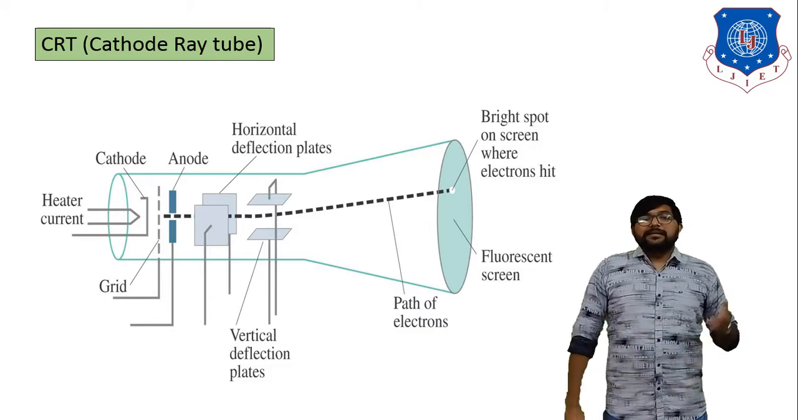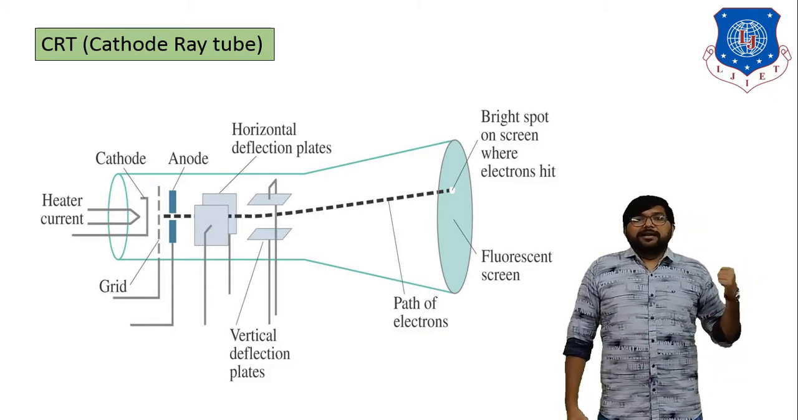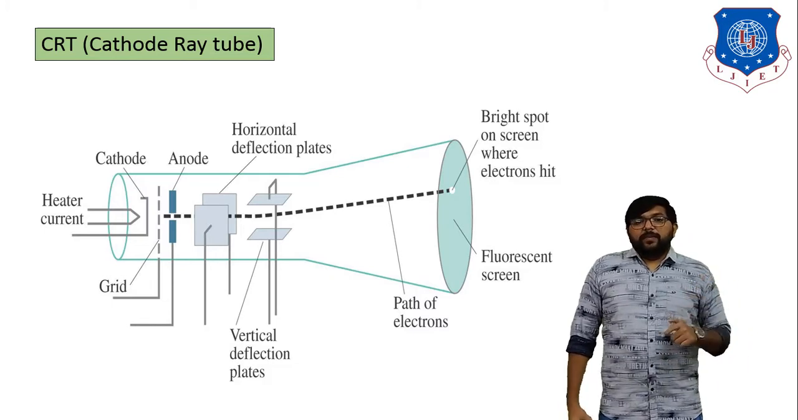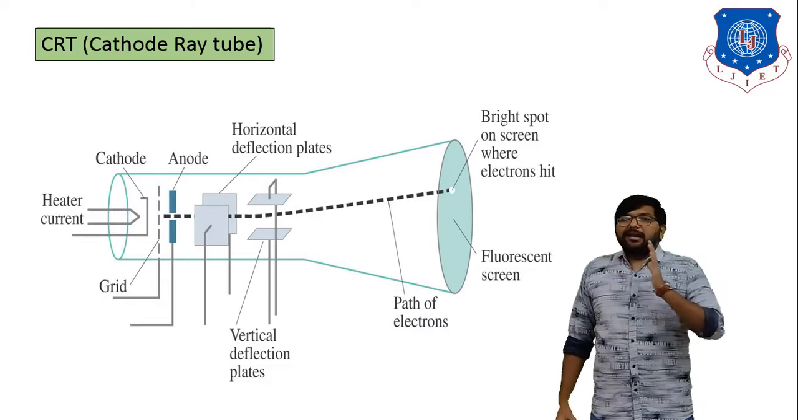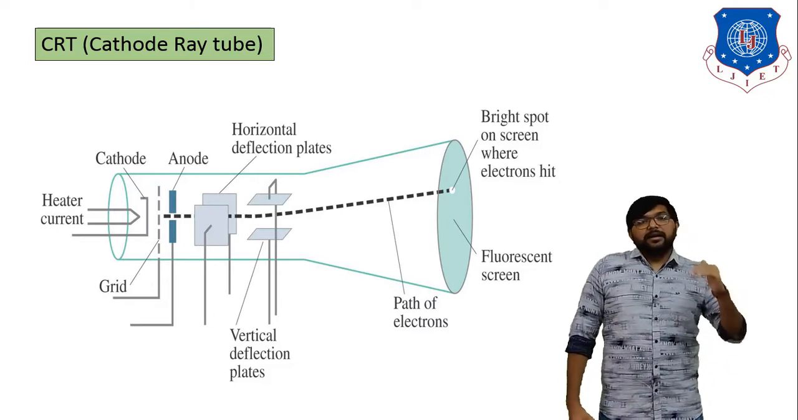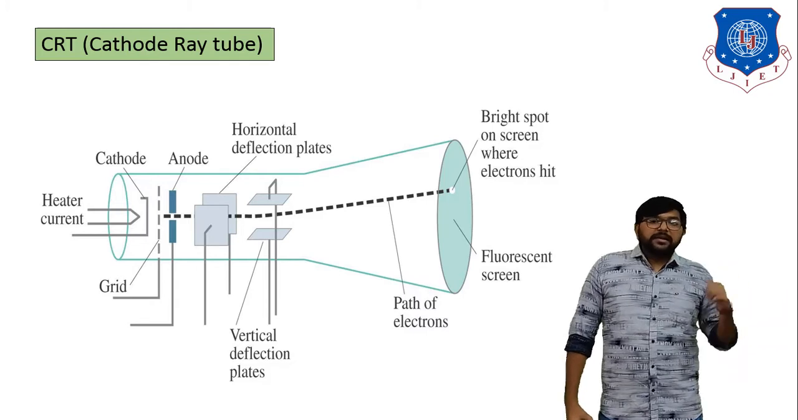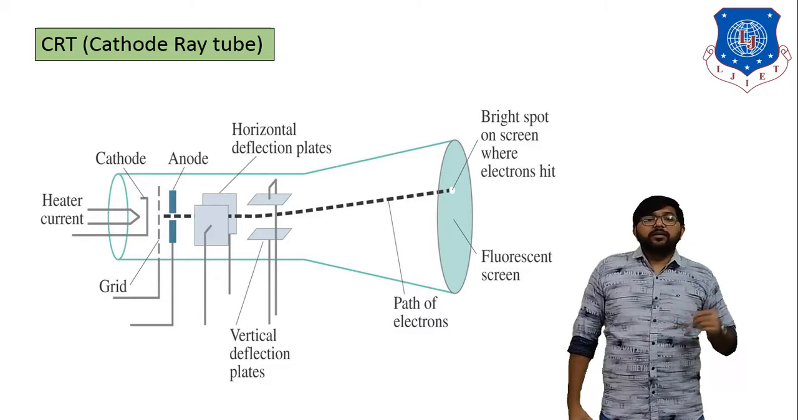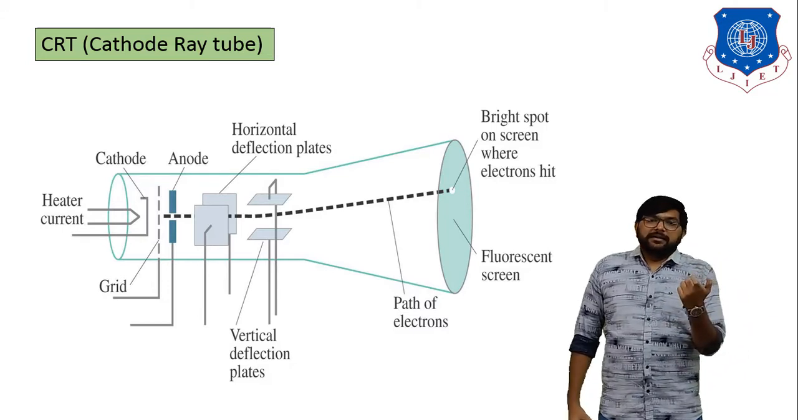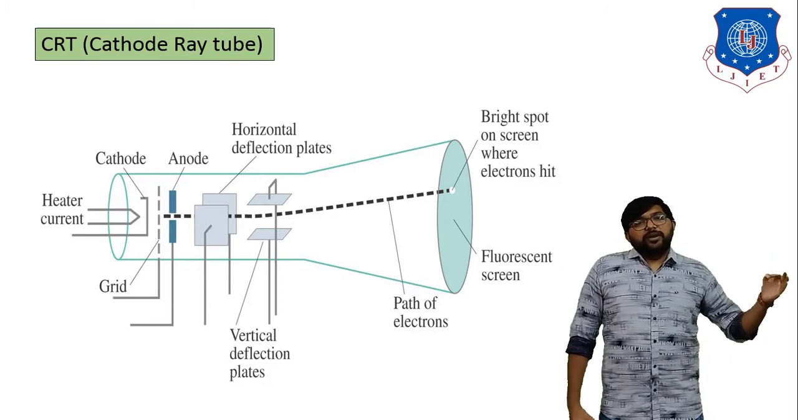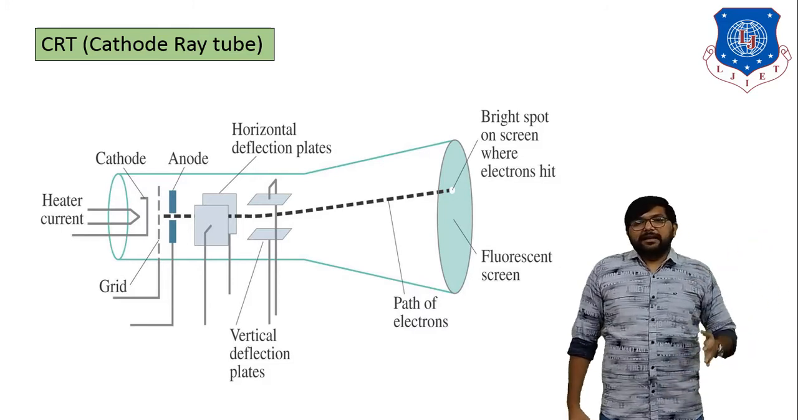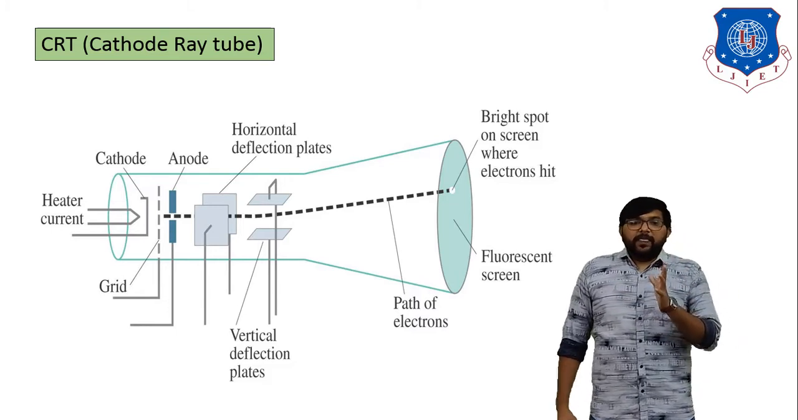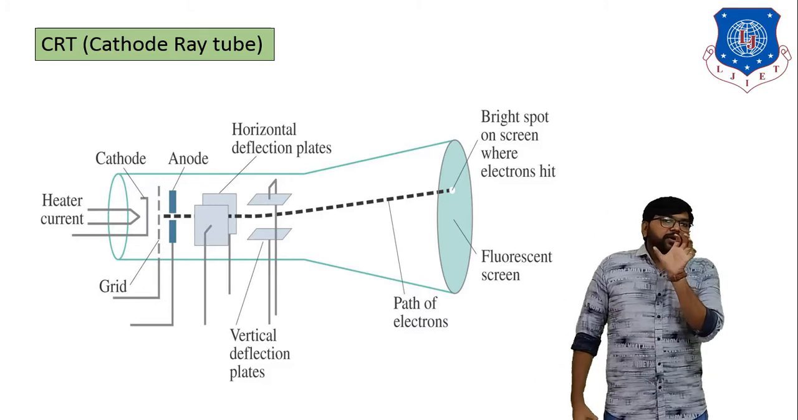First component, that is heater current. Second one, that is cathode. Third one, that is grid. Next one, anode. Horizontal deflection plate as well as vertical deflection plate. Path of electron beams, and the screen of CRT is made from a fluorescent screen. Clear? And if an electron beam strikes the fluorescent screen, at that time one bright spot on the screen is emitted. Okay, so these are some components of the CRT.